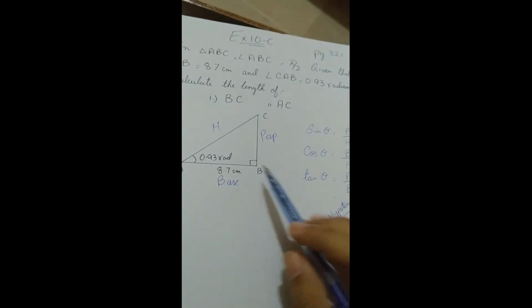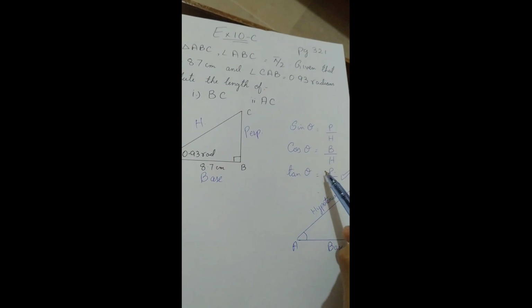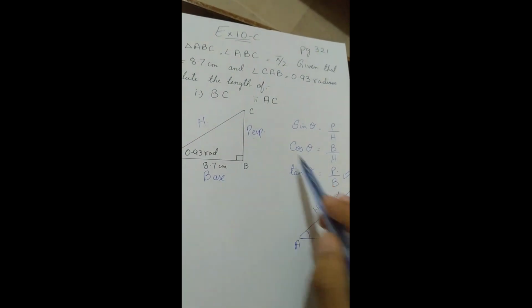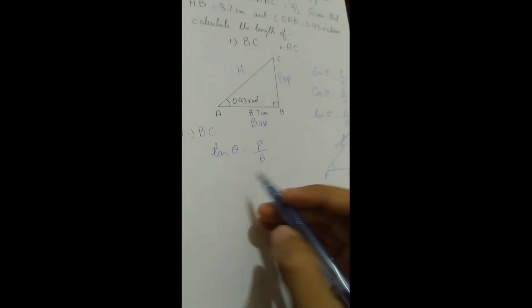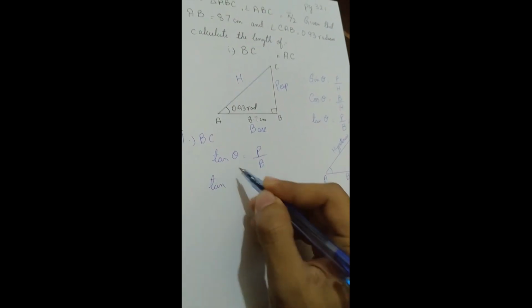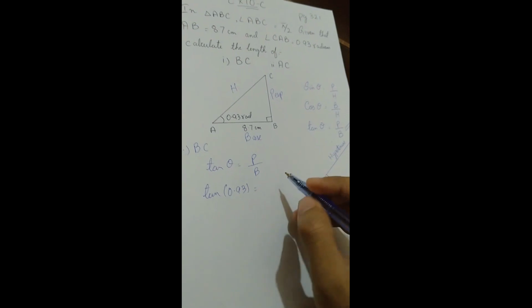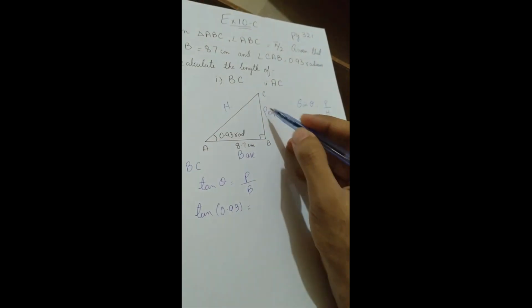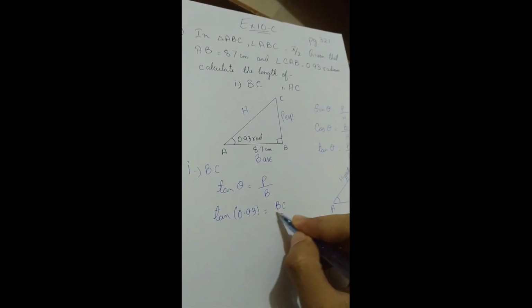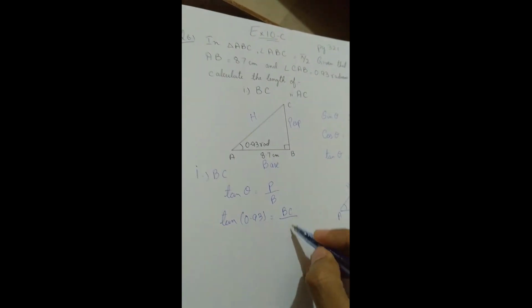Okay, theta is given to me, the angle 0.93, perpendicular I have to find, and base is given to me, 8.7. Okay, so let's start solving. Tan theta equals perpendicular upon base. Tan angle is 0.93 in radians. Perpendicular I have to find, BC, so I will simply write BC here, divided by base. Base is given to me, 8.7.